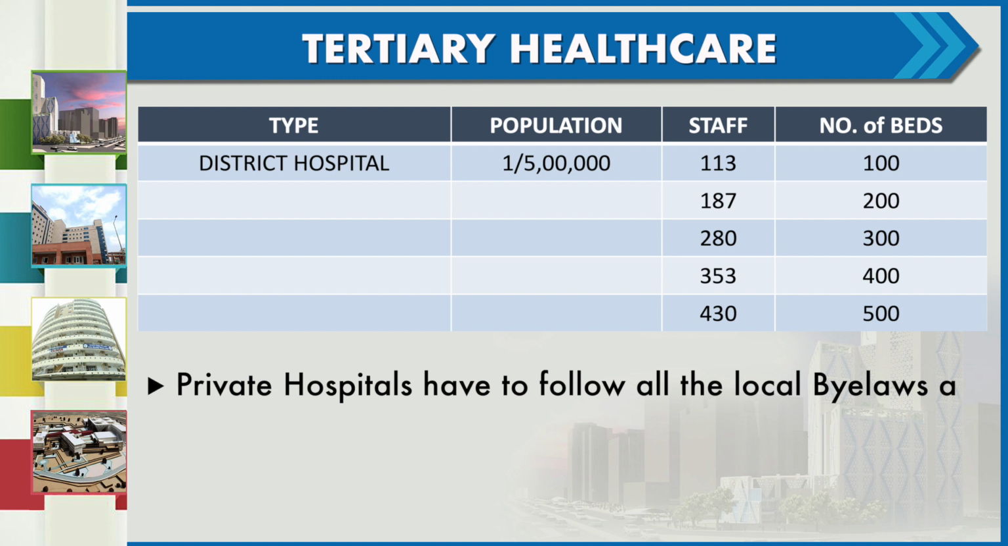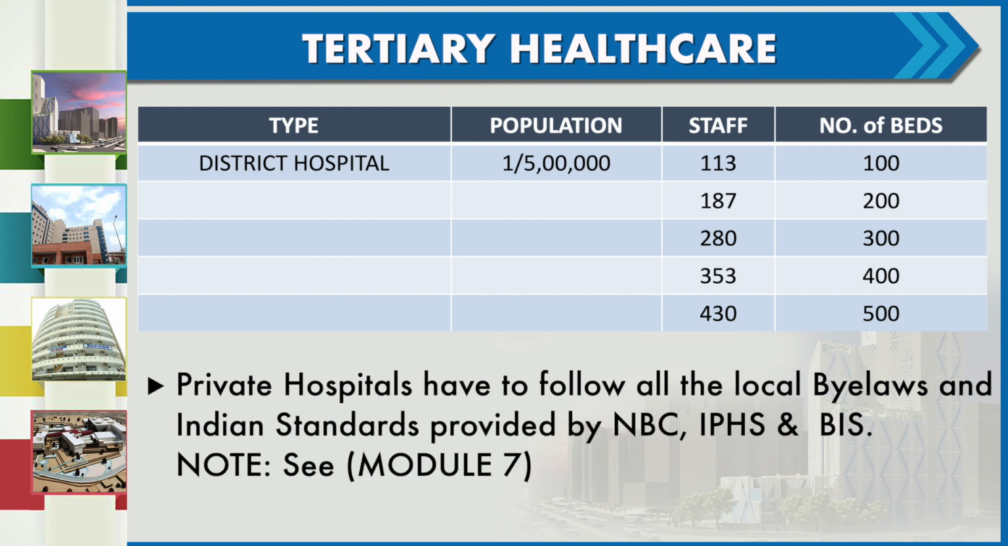So, the requirement of tertiary healthcare in a government system is what we have as a district hospital with around 5 lakh population, with the number of beds depending on the district. A district having a smaller population could have 113 staff and 100 beds, and a large district could have 430 or more staff members and 500 beds.